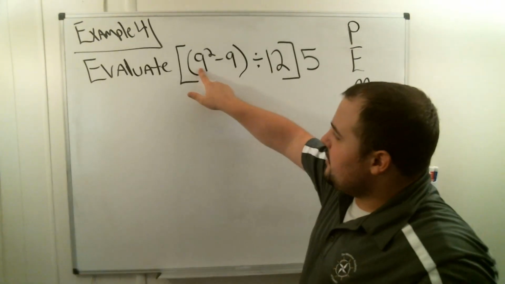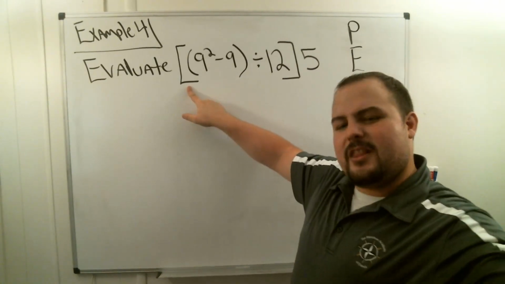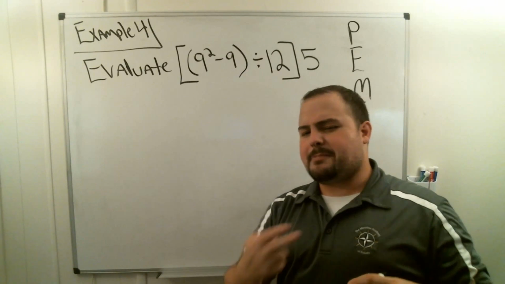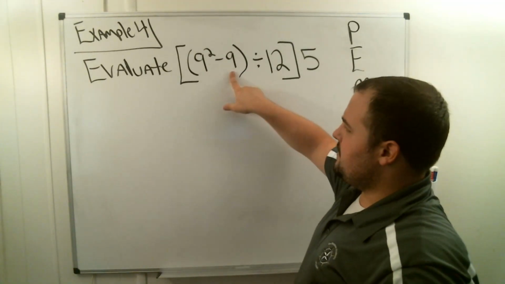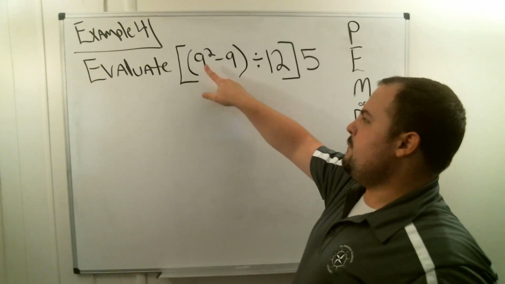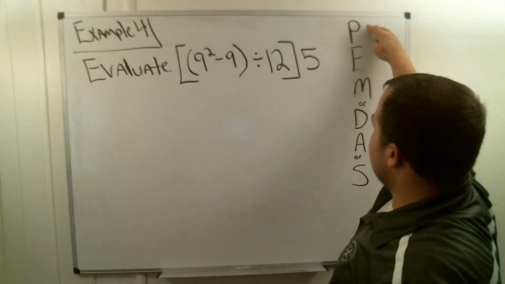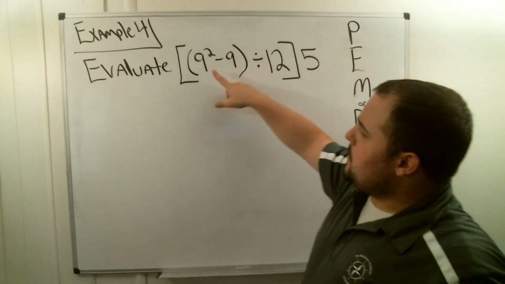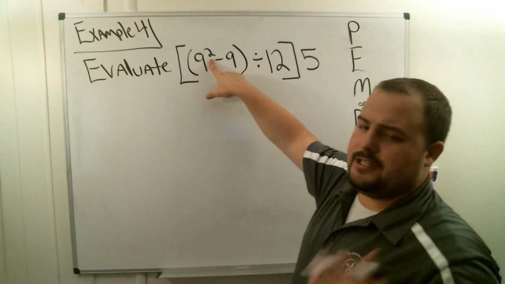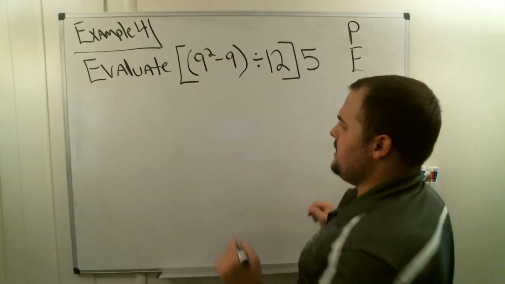So I'm looking inside this first set of parentheses, and I'm going to treat these brackets like they're another set of parentheses. So in reality, I'm kind of working like two sets of parentheses. So starting on the first inside, we're going to look, are there any more parentheses inside here? No. So we skip the P. We go right to E. Now, exponents. Well, there's an exponent here. 9 to the second power means 9 times 9. I'm going to go ahead and change that.